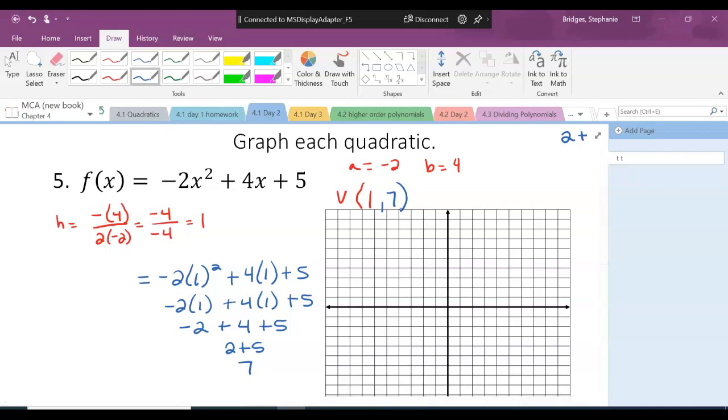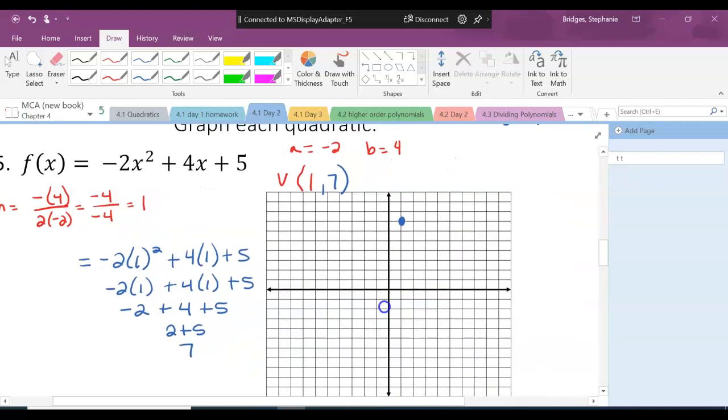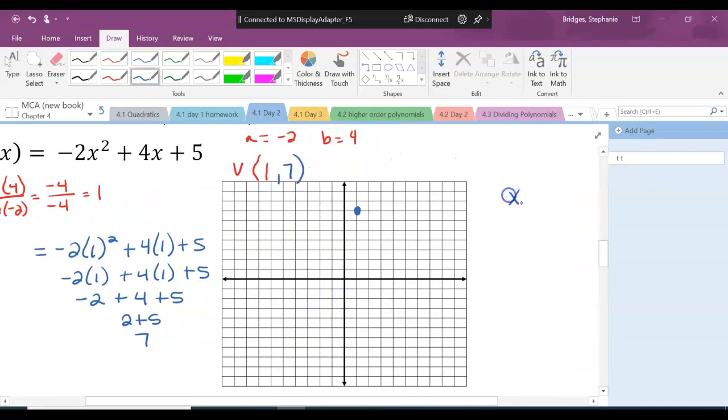So let's plot that point. Let's see, 1, 2, 3, 4, 7. I'm going to come over to the other side for my t-chart. Okay, think about your vertex. The x value of your vertex is 1. What would the next two numbers to the right be? 2 and 3. And then the next two numbers to the left would be 0 and -1.